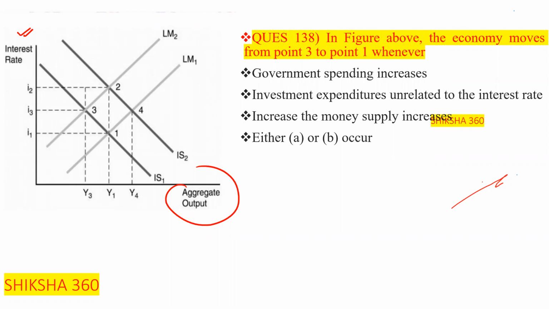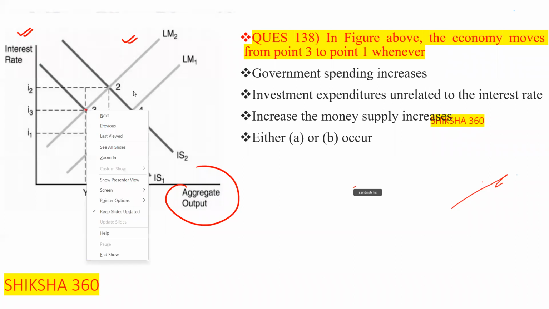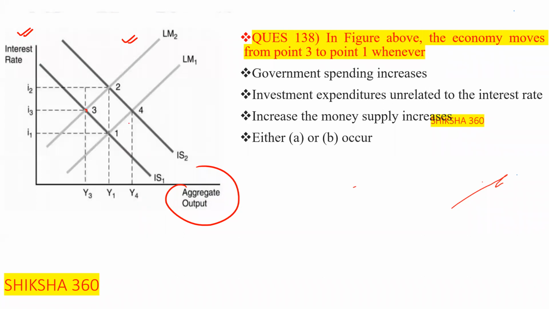Now what they have given is that in the figure above, the economy moves from this point 3 to point 1, that is this to this one. Clear? This is the LM curve, which we have discussed under chapter number 4.